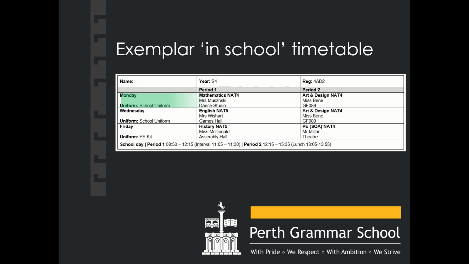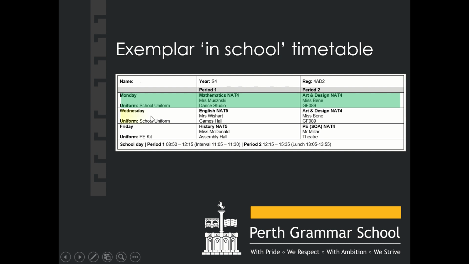On a Monday, we will study in columns A and B. So column A will be studied in the morning, and that will be your period 1 class. Column B will be your period 2 class and in the afternoon. So in this case, this student will be studying maths in column A, period 1, and that time, remember, is from 8:50 to 12:15. And then this student will be studying art and design from 12:15 to 3:35, and that will be their column B subject.